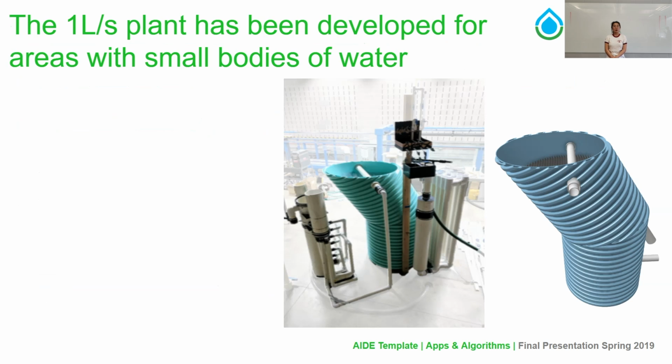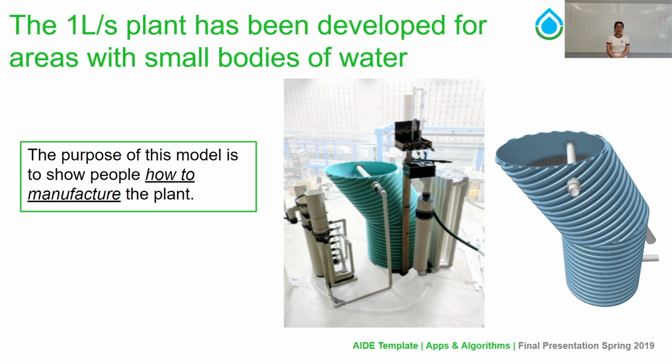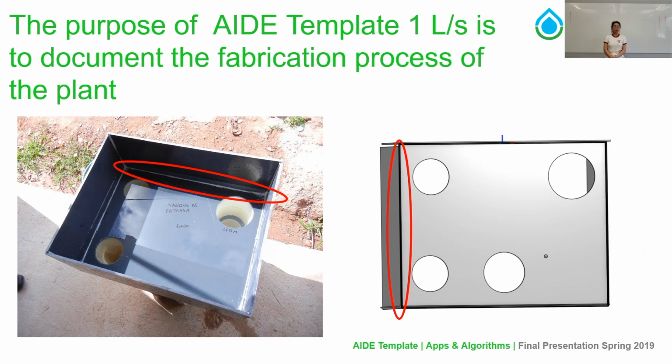And now we're going to talk about the 1 liter per second plant. So the 1 liter per second plant was designed for communities with smaller bodies of water. And the purpose of this plant is to show people how to manufacture the plant. And because the role of AIDE Template 1 liter per second is to document the fabrication process, we made sure to include details like the welding into the plant.